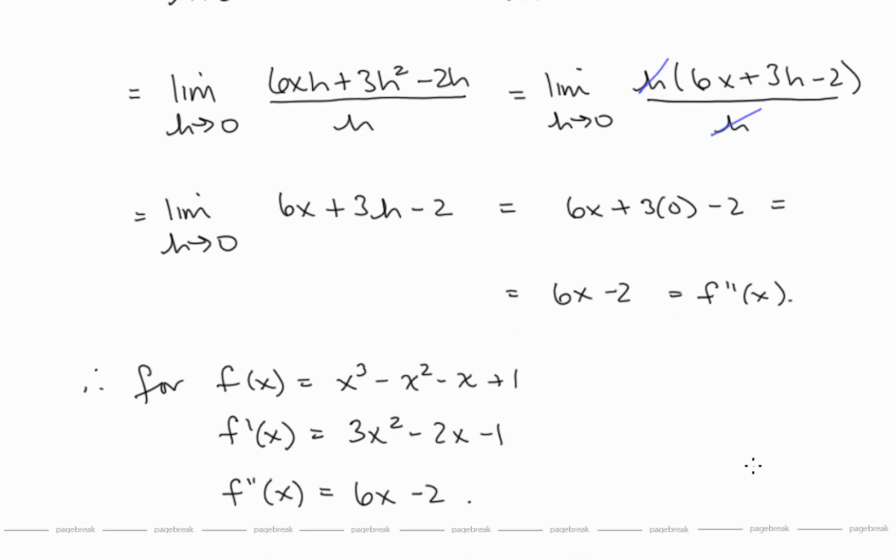So for the original function, f of x equals x to the third minus x squared minus x plus 1, we found that f prime is equal to 3x squared minus 2x minus 1. And remember, f prime gives us the slope of f at any given x value. Now we also found f double prime of x. That's 6x minus 2. That gives us the slope of f prime at any x value. And later in the course, we'll see that this offers also concavity information about f of x.